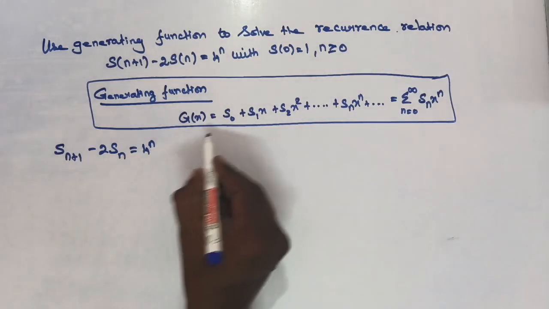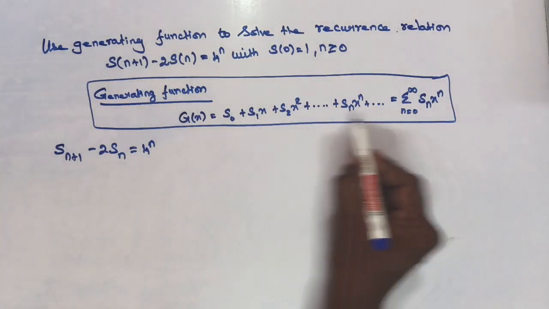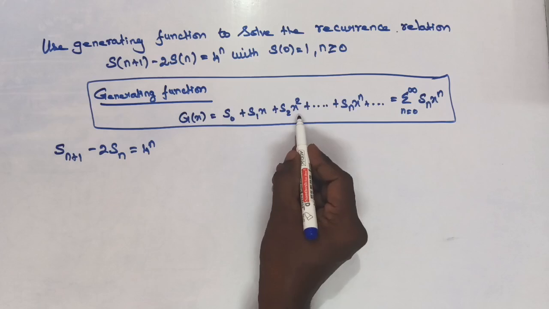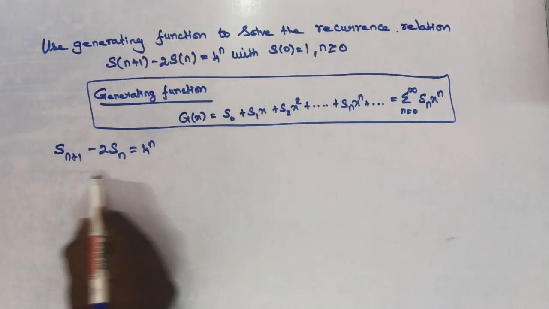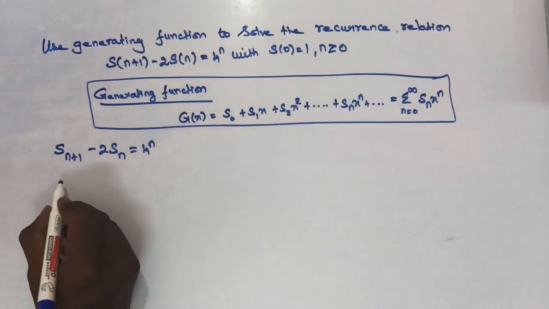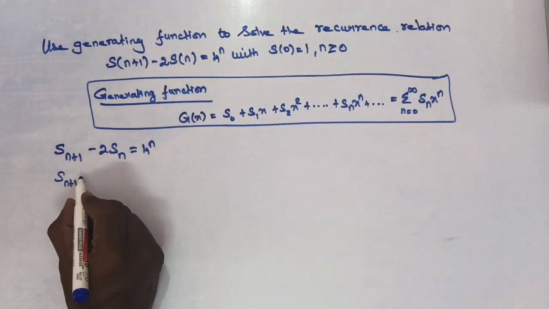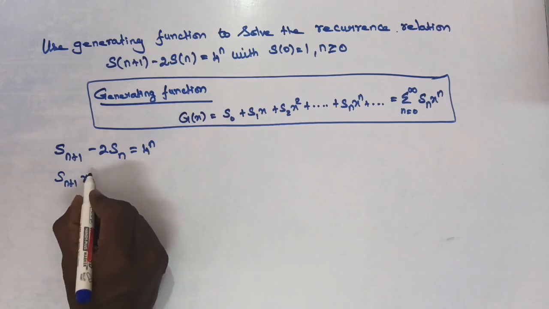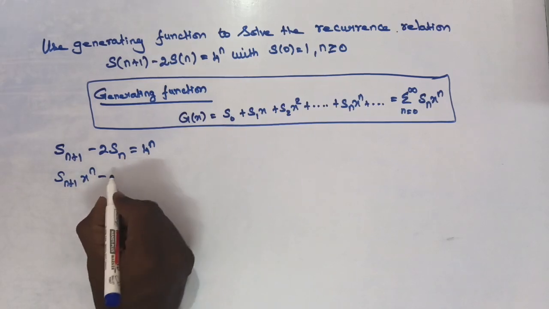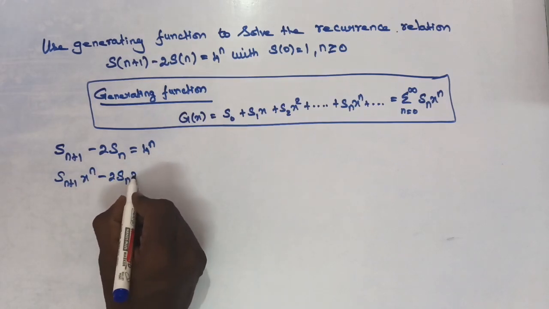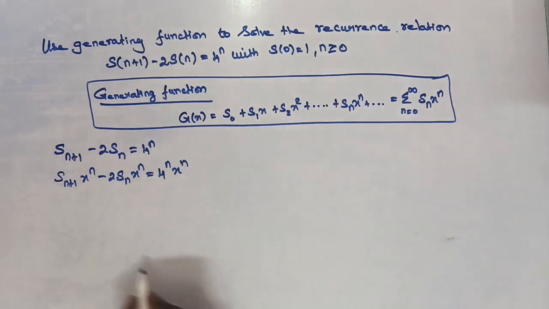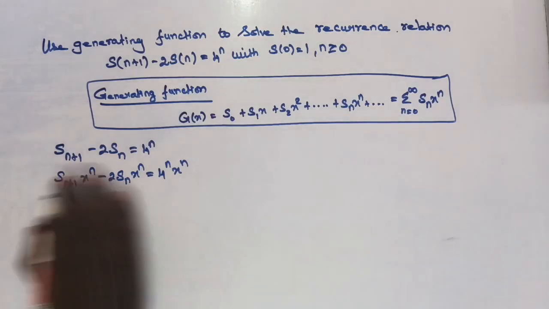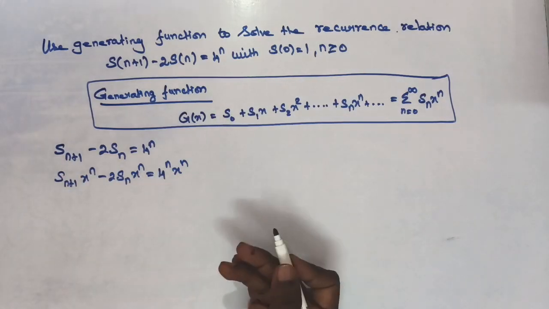Now here you can see in this generating function x is there, x square, so we need x here. So I'm going to multiply x power n on both sides, so that is going to be S(n+1) x power n minus 2 sn x power n equal to 4 power n x power n. I have multiplied x power n with the entire equation, so I will get it like this.